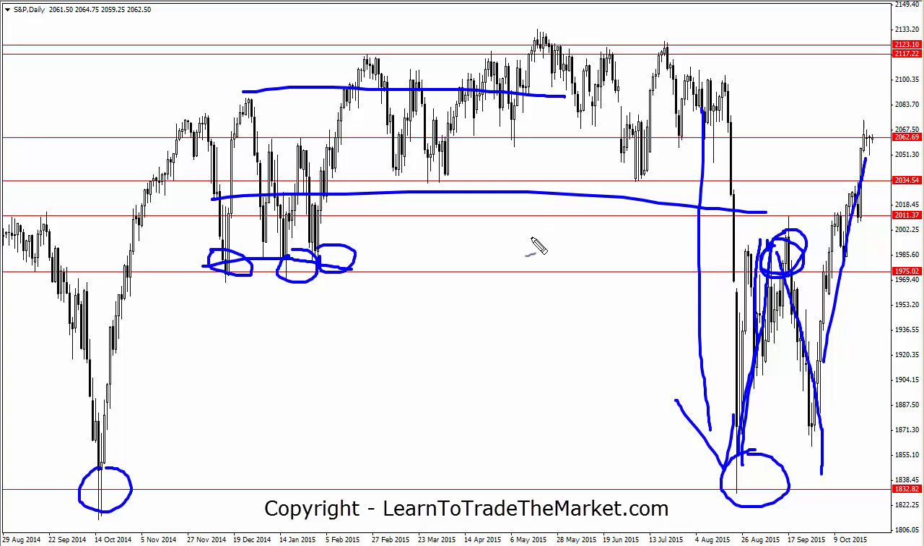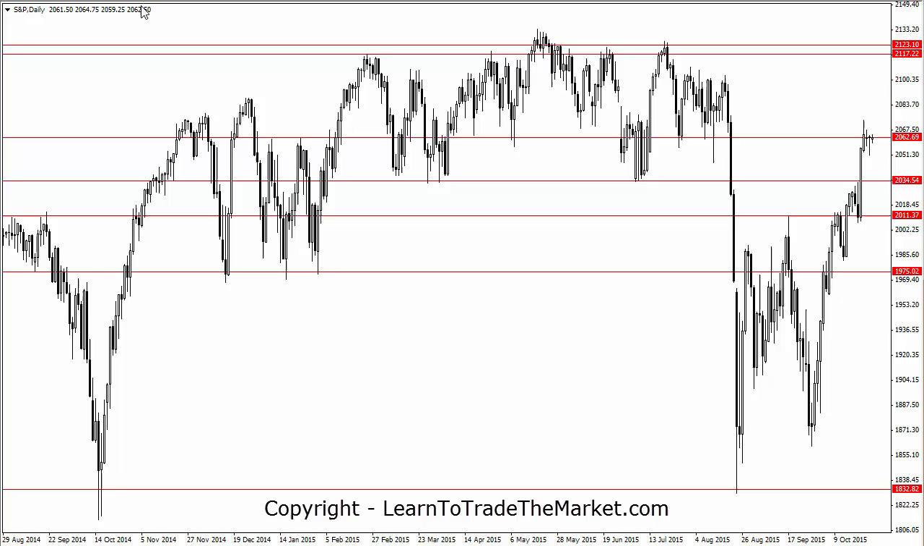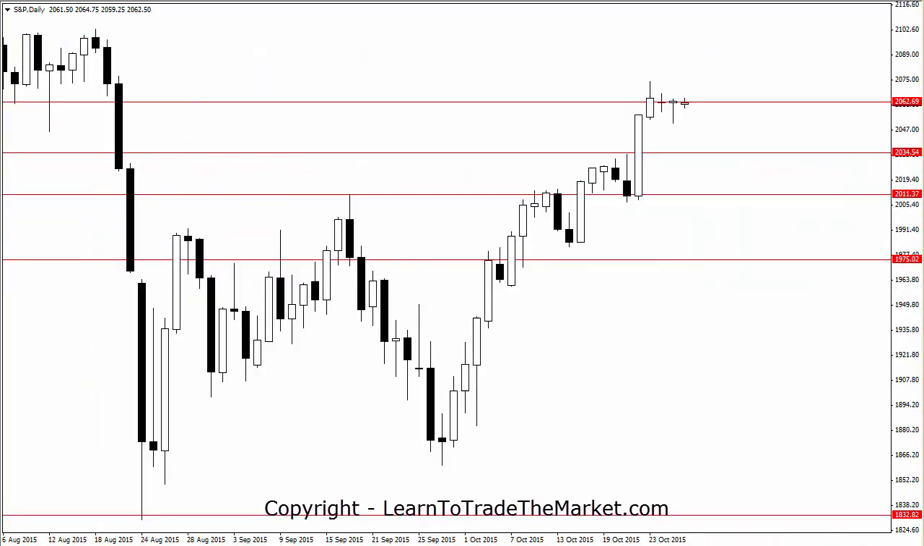leg higher. So the bias, the way I see it, is to the upside, and I want to be trading longs. I want to be buying the market. Now, there isn't a lot of price action evidence to get me into the market right now, but what we are doing here is analyzing the overall picture, and then we're going to anticipate the next trade.